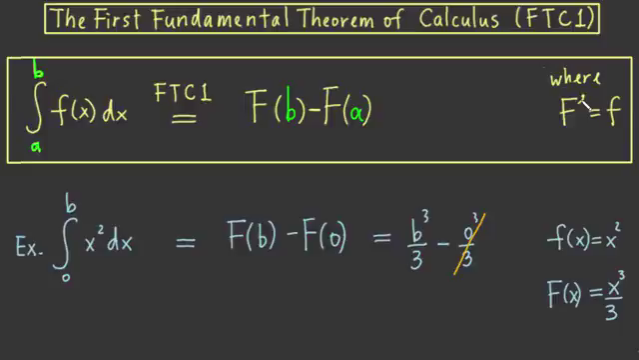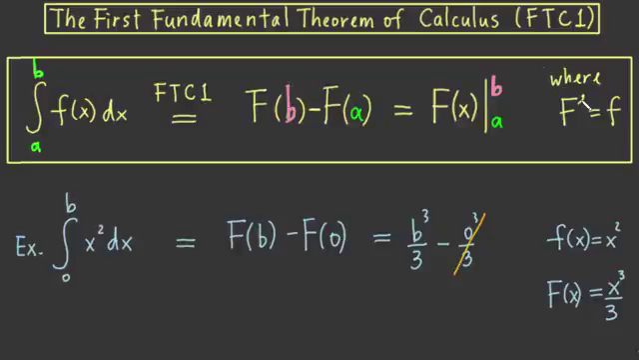Finally, let us introduce a notation. We denote the difference F of b minus F of a by F of x, then a vertical bar on its right, and b placed next to the top of the vertical bar, and a placed next to the bottom. Notice the ordering of a and b. The top value is the one that comes first in the difference.